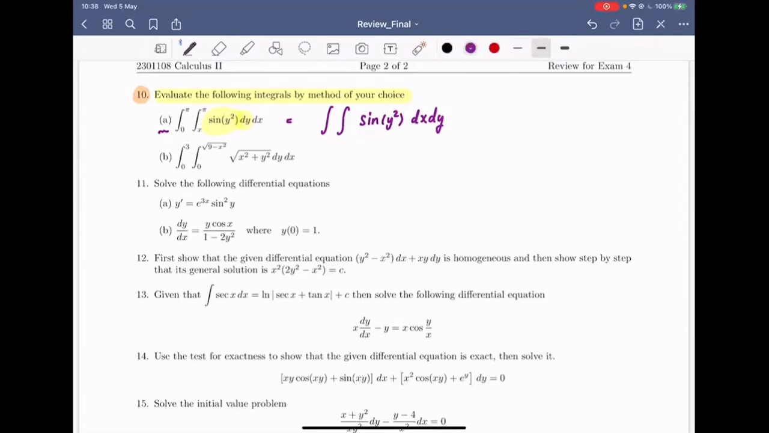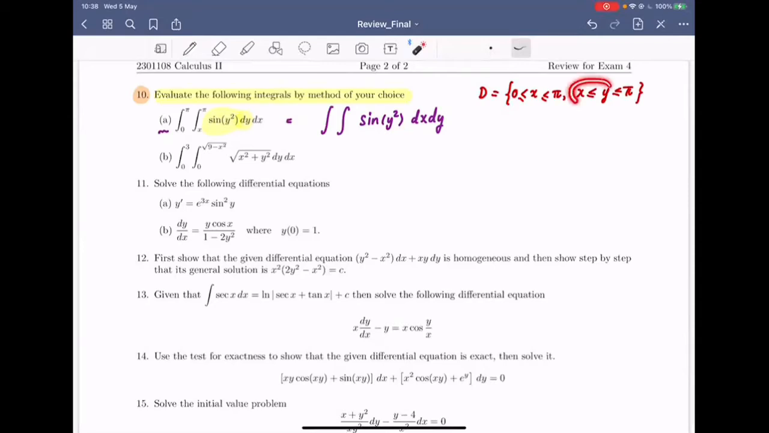I need to draw a picture. The domain is x from 0 to pi, and y from x to pi. I got that from the question. This is my domain, so we're going to draw a picture first.